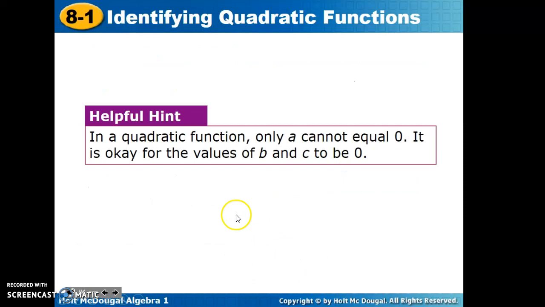Here's a helpful hint, good for your notes, of which you guys are taking notes, and these are worth 10 points. Just because I'm not here, Mrs. Rourke is, and she's going to be checking.